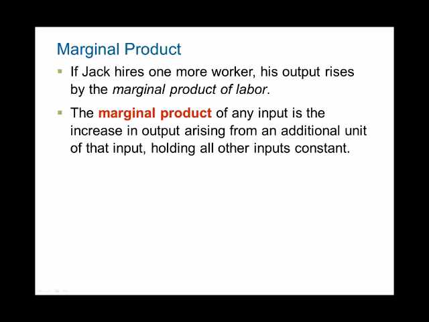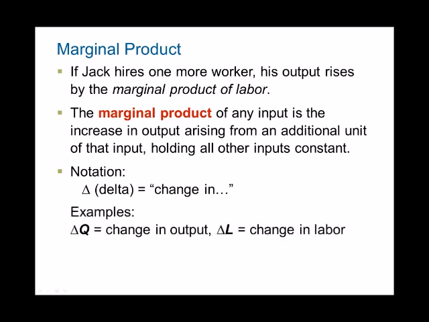So what does that mean? If I'm increasing the number of workers on the farm from 3 to 4, how much extra output is going to be produced? That is known as marginal product. We use the notation delta to show change in. So change in Q means change in output, and change in L means change in labor. The marginal product of labor is change in quantity over change in the number of workers. So if I increase my workers from 3 to 4 and my output goes up by 300 units, then the marginal product of labor is 300 units.